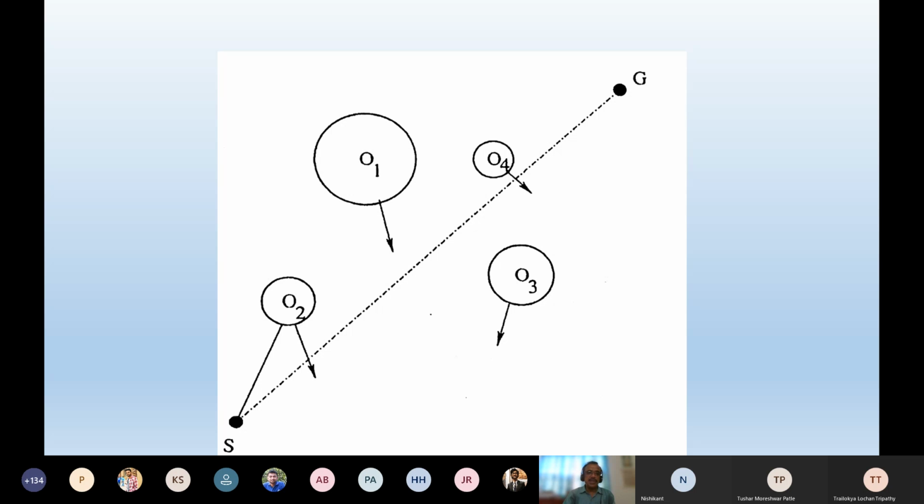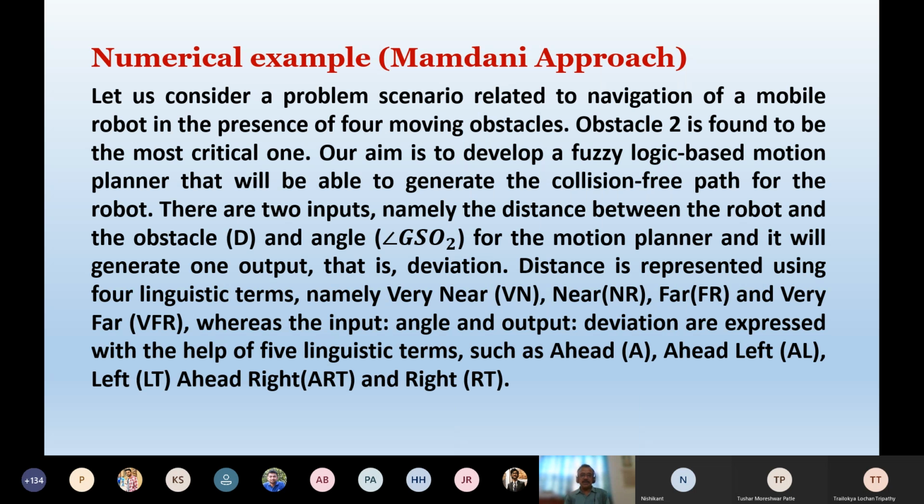So these two are the inputs. One is the distance, another is the angle. Based on these, your planning robot is going to find out what should be the deviation angle so that it can avoid collision with this particular obstacle. Let us see the other part of the statement of the problem. The distance is represented using four linguistic terms, that is very near, near, far, and very far.